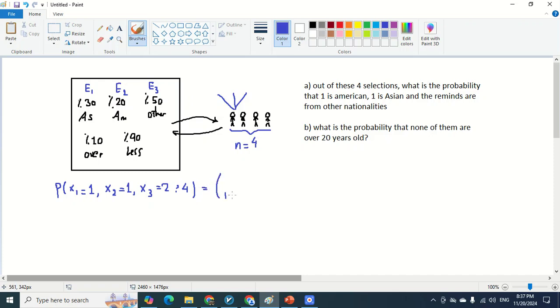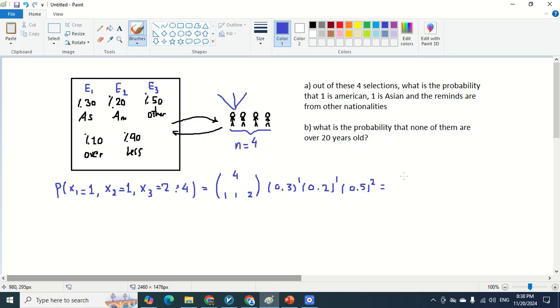We have 1, 1, and 2 out of 4. Then the corresponding probability to the given numbers: 0.3 is the probability of the first type, to the power of 1; then 0.2, the probability of the second one, to the power of 1 again, because we want only 1 American in that group of people; and the remainder, 0.5, to the power of 2. That value can be evaluated as follows.